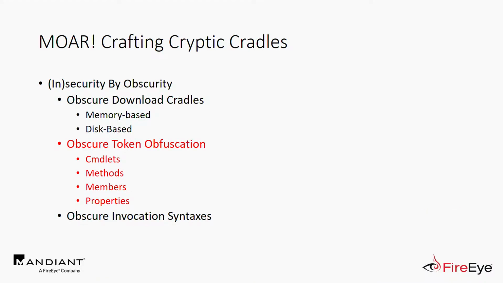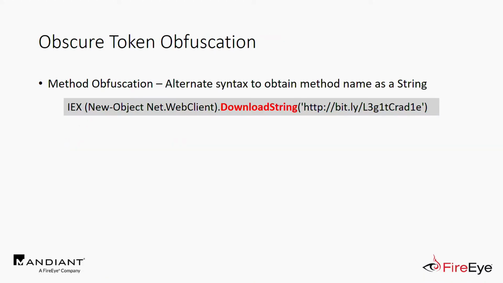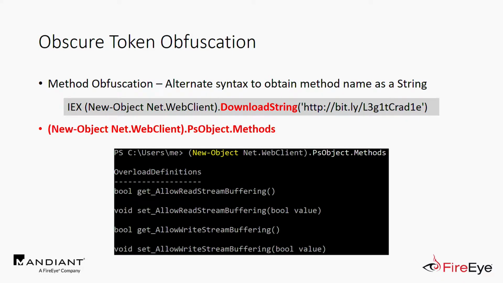So how is the obfuscation in CradleCrafter different than Invoke-Obfuscation? DownloadString. In Invoke-Obfuscation, all you need to do is treat that as a string, and that's how we do the concatenation and reordering and stuff like that.